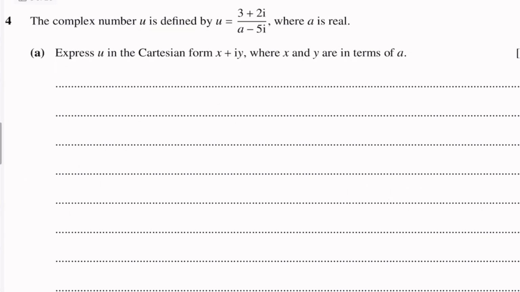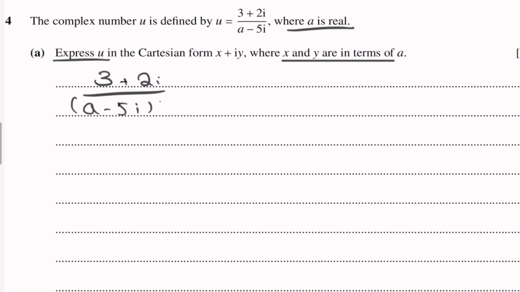Okay. Question number 4 says the complex number u is defined by the following, where a is a real number. He says express u in Cartesian form x plus iy, where x and y are in terms of a. So in order for us to express it this way, we want to get rid of the denominator. An easy trick to do this is to multiply by the complex conjugate. So I'll multiply by the conjugate up and down in order for me to remove the letter i from the denominator.